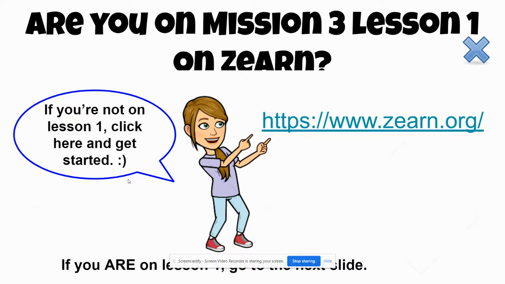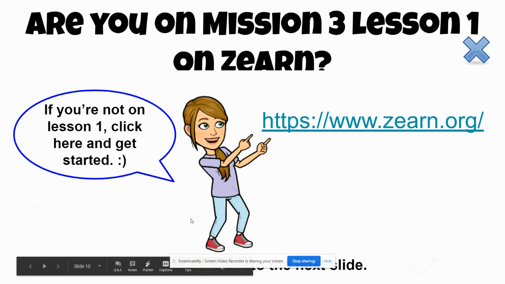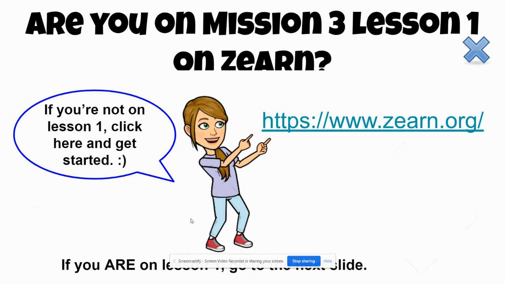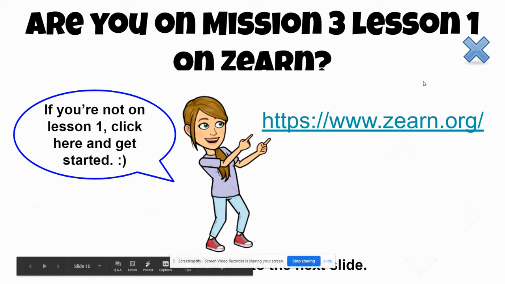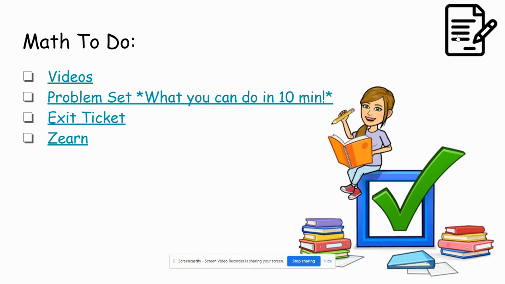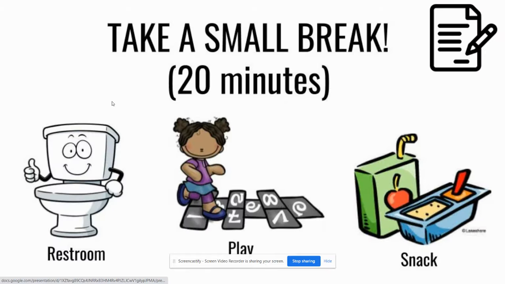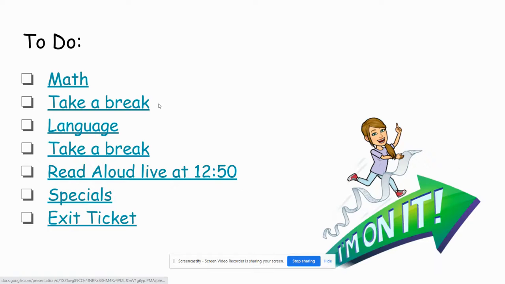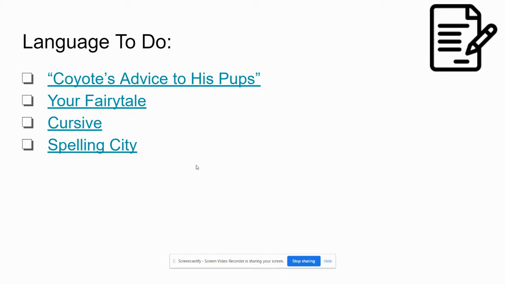And then you're going to do Zearn. This is the last one that we have in Module 2. So you should be completing Lesson 21 in Zearn, and you'll know that you are done with Mission 2 when it says Mission 3, Lesson 1. Do not go on to Lesson 1 in Module 3, please. Once you're done with Zearn, you're done with math. You can go ahead and take a break. And then you can move on to language.